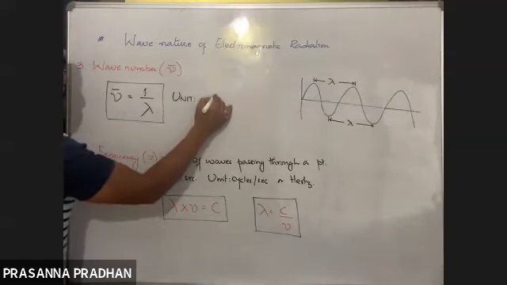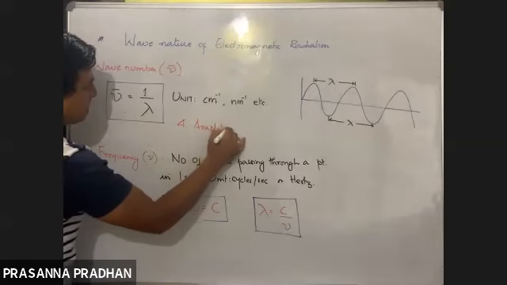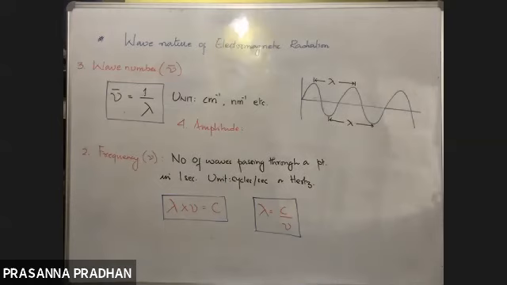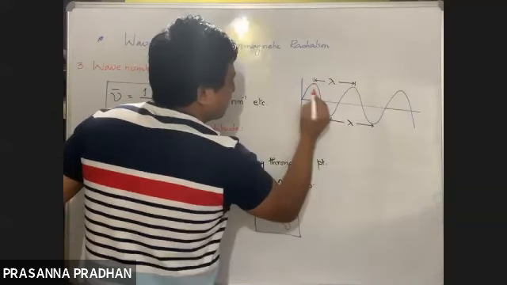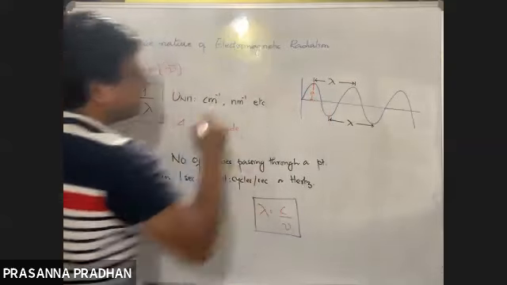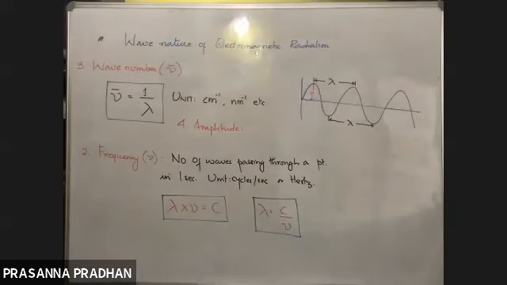And the other one is amplitude. You must have done this in your class 10 as well. What is amplitude? Amplitude means the maximum displacement of a wave from its mean position. The maximum displacement from the mean position is defined as the amplitude.